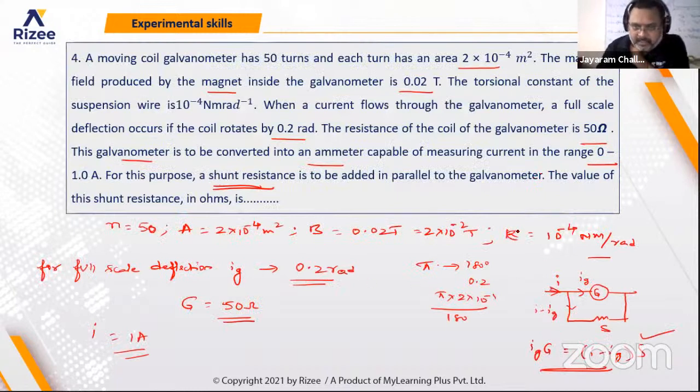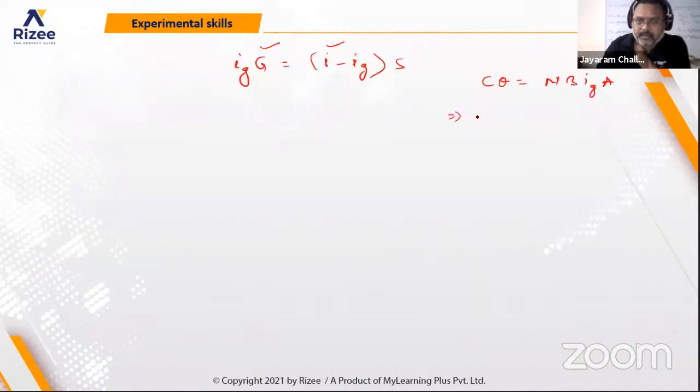Torsional constant, I have written it as K here. This is your C, 10 to the power of minus 4, into theta. It has been rotated by an angle. How much, sir? Theta is equal to 0.2 radians. The number of turns is coming out to be 50. The B value is 0.02, which we have written as 2 into 10 to the power of minus 2.